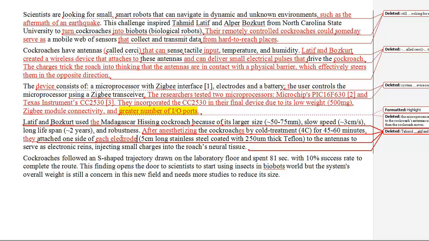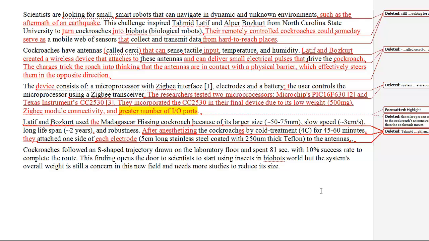And I really liked the wording here, to serve as electronic reins. I thought that was a nice way of putting it. But in fact, we've already said that in this second paragraph, that it delivers these small charges to the roach's neural tissue. So actually, I'm going to get rid of that. We just need to know that after they anesthetized these bugs, they attached the electrodes to the antennas, and we don't need to repeat again that it's delivering these small electrical pulses. Although I like that visual of electronic reins, so if there was some way to work that back into maybe the second paragraph, I'd encourage the author to do that. That was some nice language.